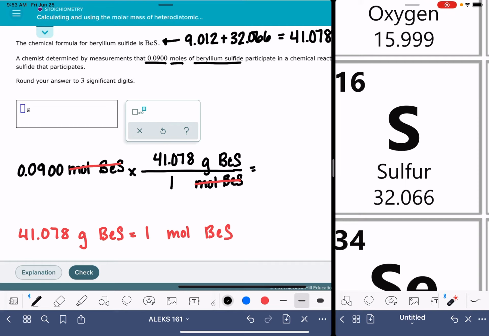0.09 times 41.078 is 3.696702 grams. ALEKS wants this to 3 significant figures, so it's going to be a little bit tricky with the rounding. I'm going to keep these digits right here. I've got to do quite a bit of rounding here. That's going to be 3.70 grams.